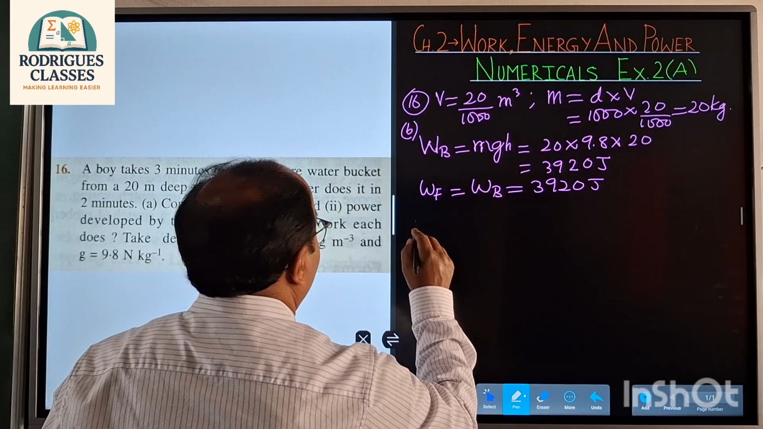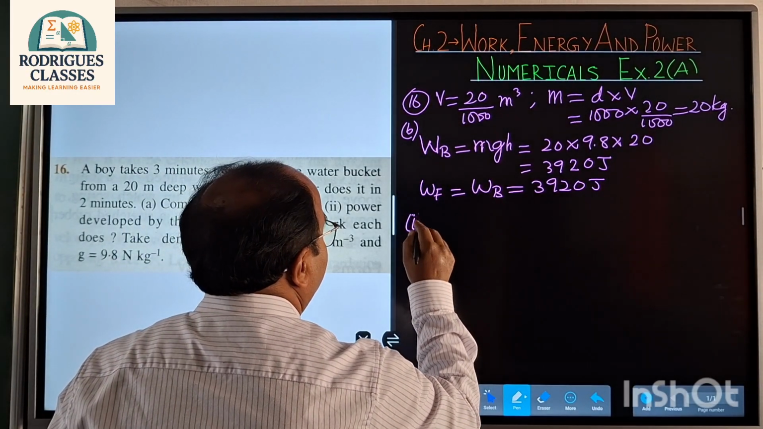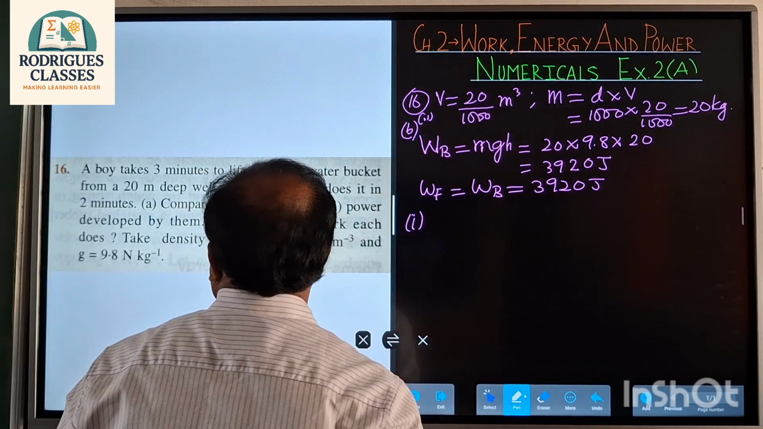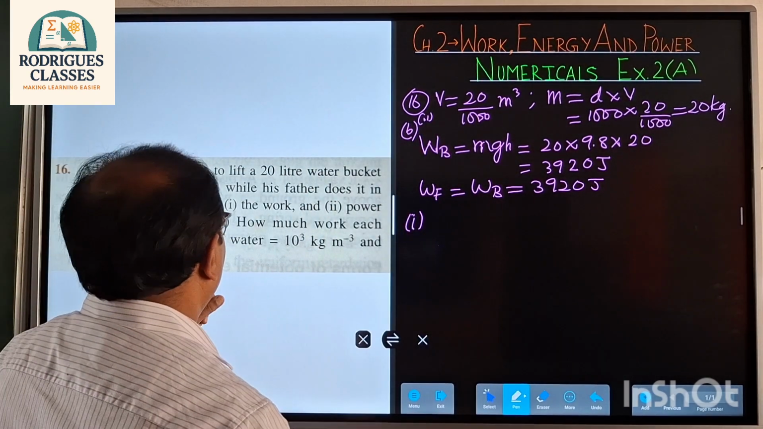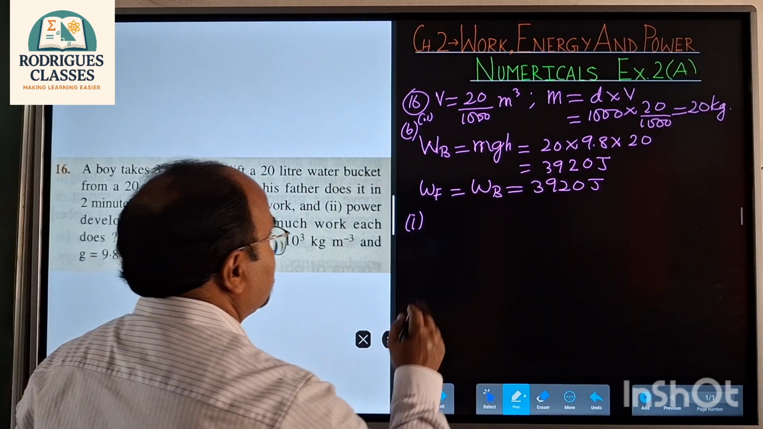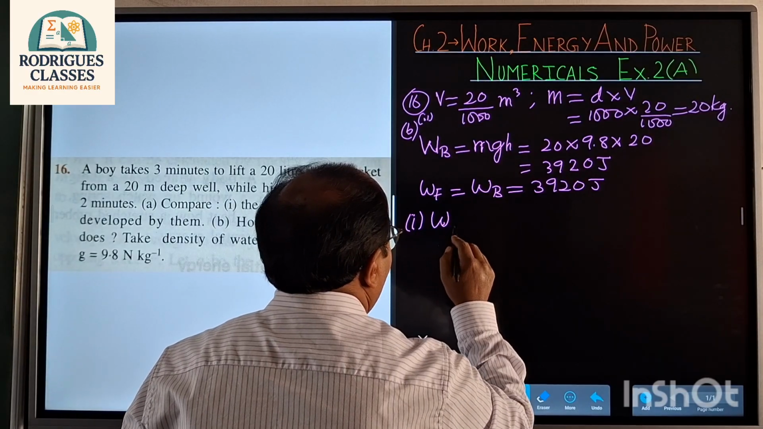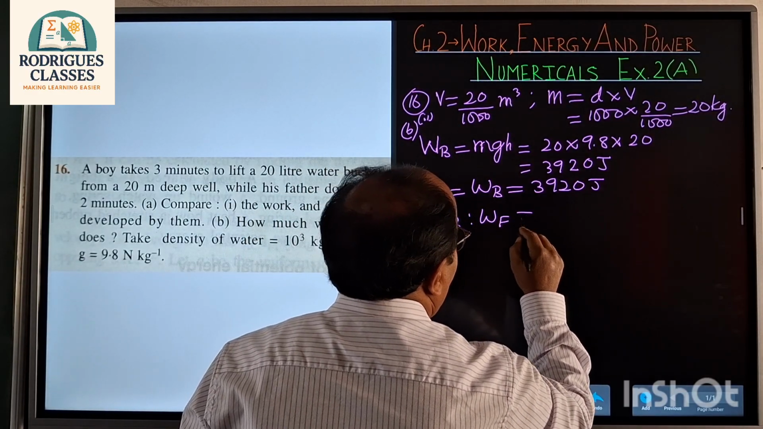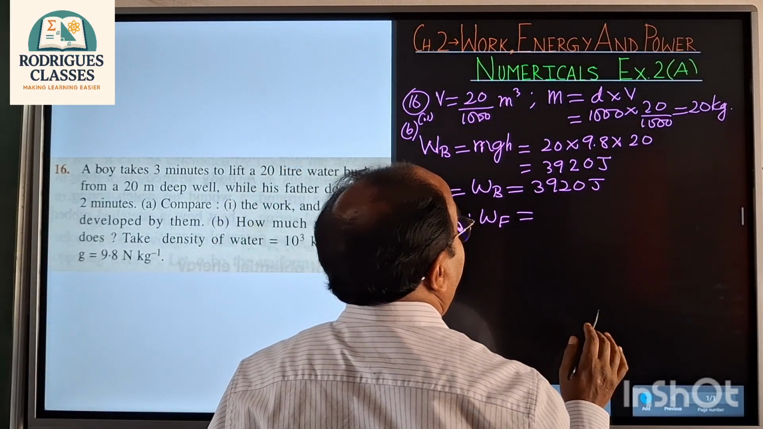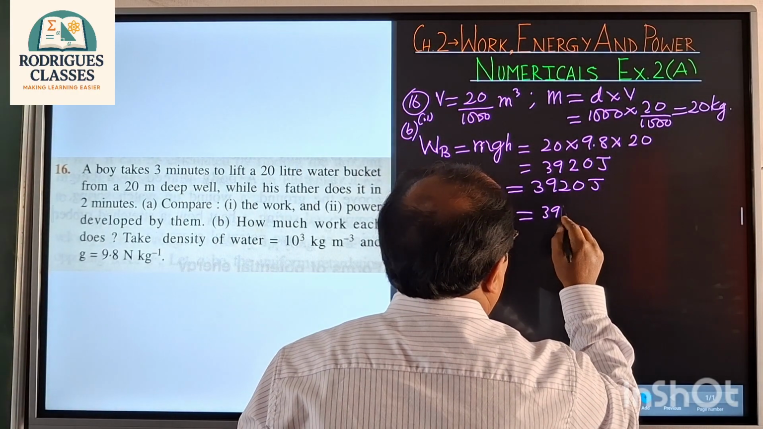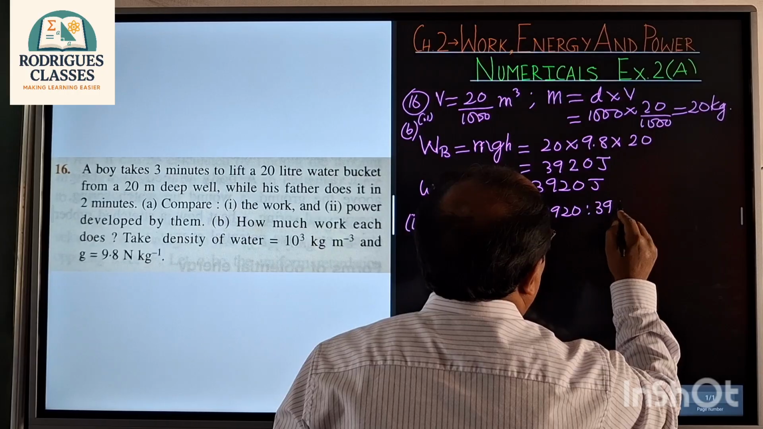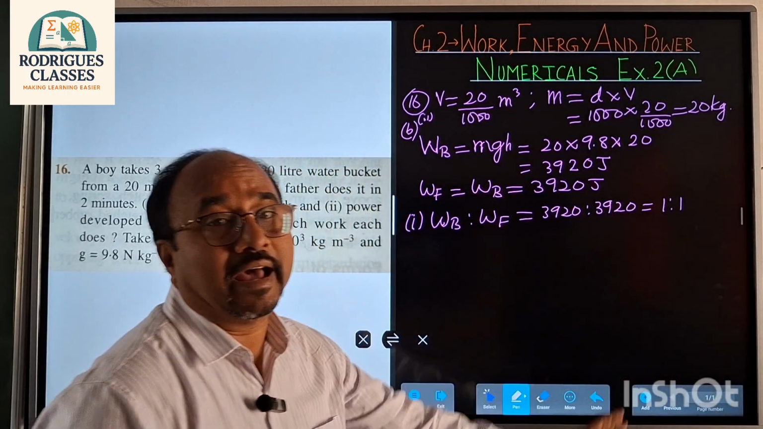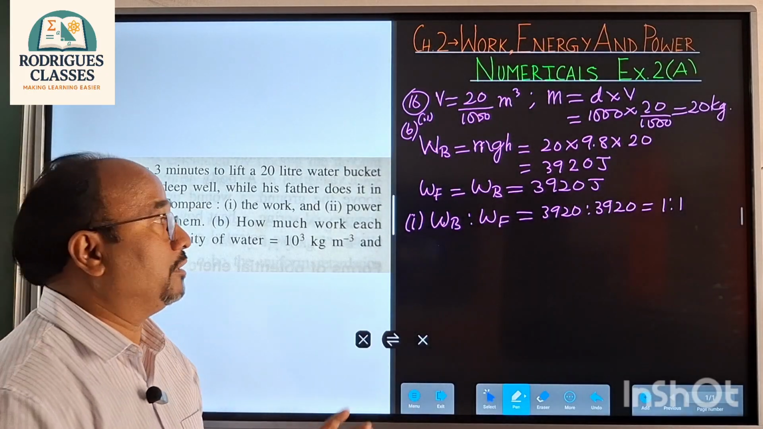So we go to do the first part here. Okay, this was the second part we started first. So we have to compare their work. So I'm writing here work done by the boy is to work done by the father. Same work is being done. Okay, so 3920 is to 3920 equals to 1 is to 1. You could have written directly 1 is to 1 also, no problem in that.